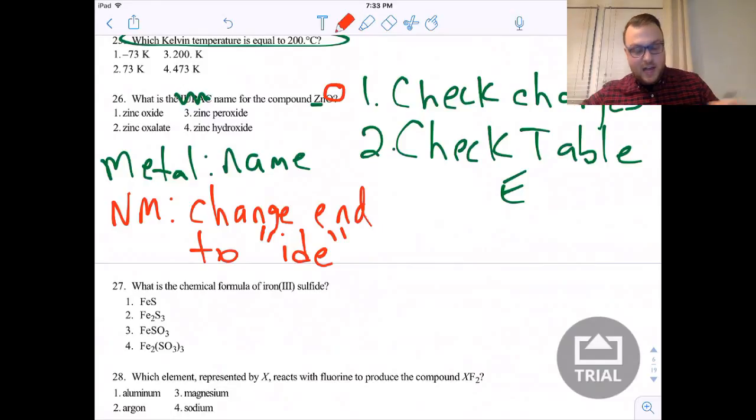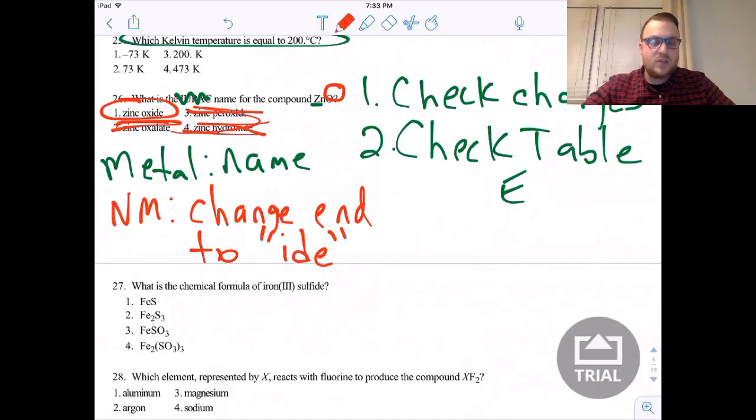I think 26 was on the easy side. This is on table E, table E, table E. So the other three answers were all table E compounds.